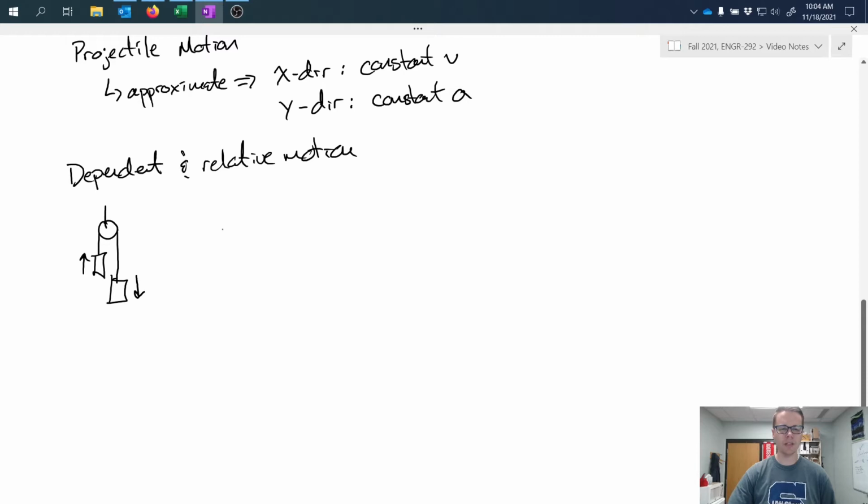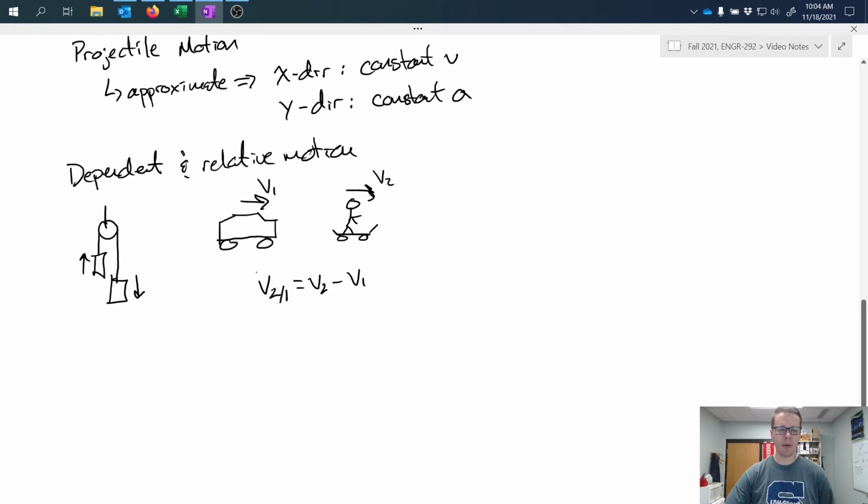We also saw relative motion, where, for example, we might have one object moving with some velocity, and maybe we have another object moving with some different velocity, and we want to understand the relationship between those two. And we saw that we could say that the relative velocity, let's say of object 2 with respect to object 1, is written as the velocity of 2 minus the velocity of 1.